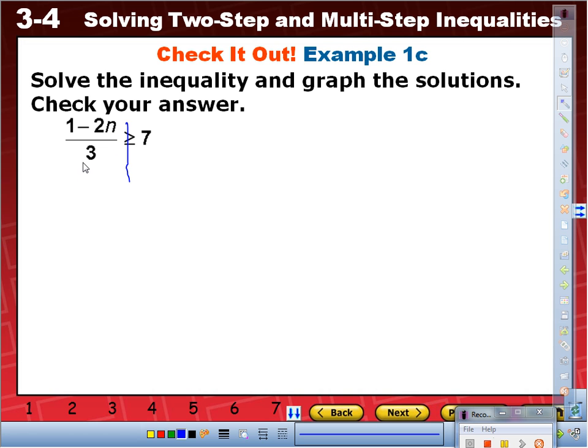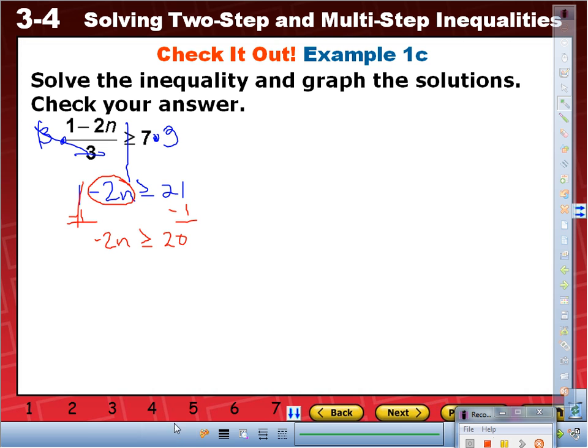So, here we go. The 3 is dividing, so to get rid of the 3, we need to multiply times 3, multiply times 3. So therefore, this is a giant 1. We're left with 1 minus 2n greater than or equal to 21. So far, so good? From there, you circle this one so that you understand that the negative goes with the 2. Is that correct? We get rid of this 1 by subtracting 1. Subtracting 1. We're left with negative 2n greater than or equal to 20. So far, so good? Last step, divide by negative 2, divide by negative 2.